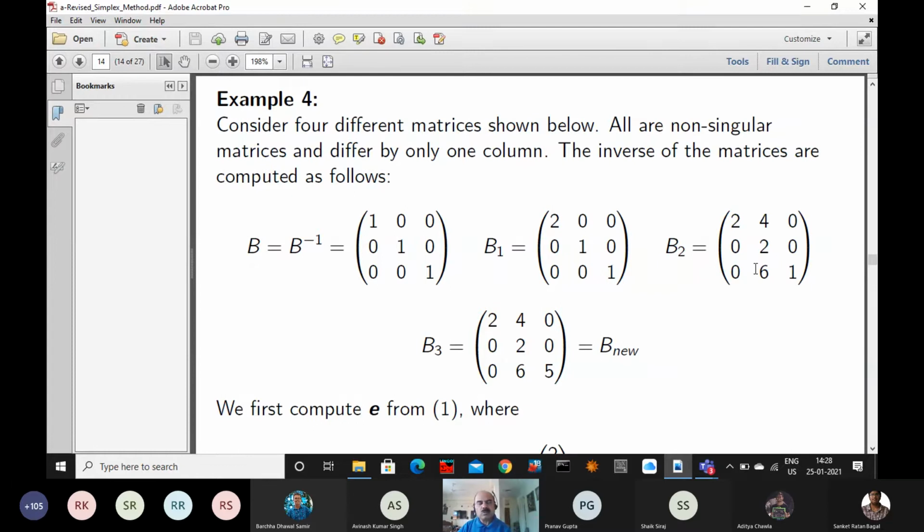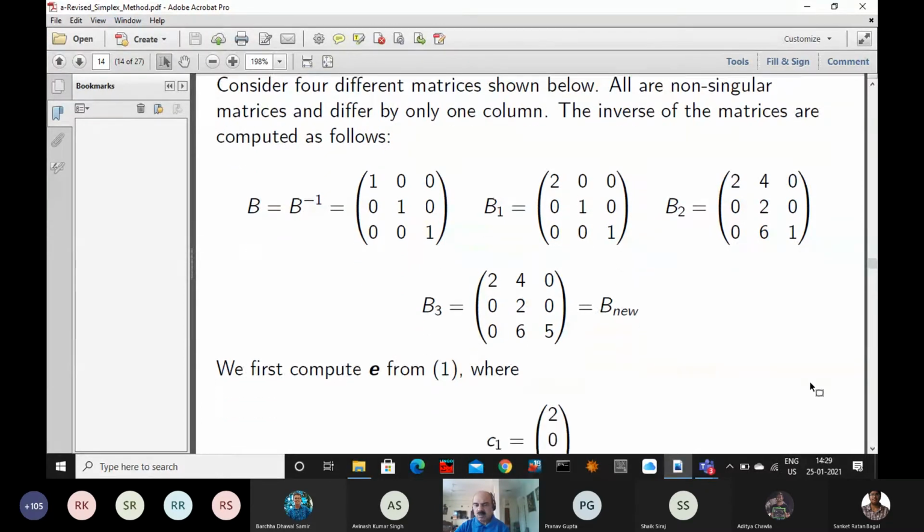Generally we compute matrix inversion by the Gauss-Jordan method. Another is the adjoint of A by determinant of A method, the second method. Another is the partitioning method. Several methods are there, and there are several numerical methods also, but this is a different one. This is the product form of inverse. It is only used in the revised simplex method. Now we'll discuss how we have computed it.